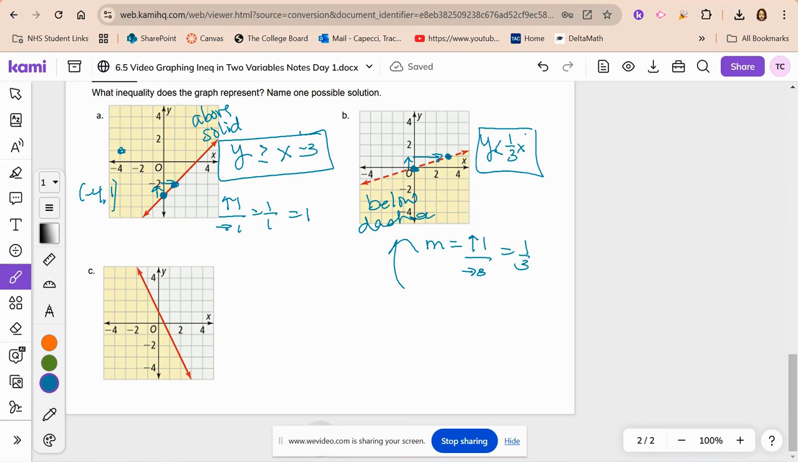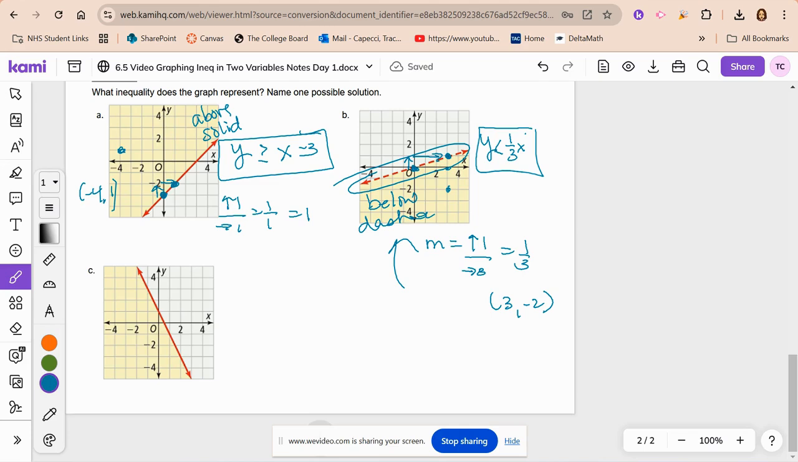Now, one possible solution is, again, anything in the shaded region. So I could go over 3 and down 2, and I could say (3, -2) is a solution. Because this line is dashed, I'm not including any points on that line.